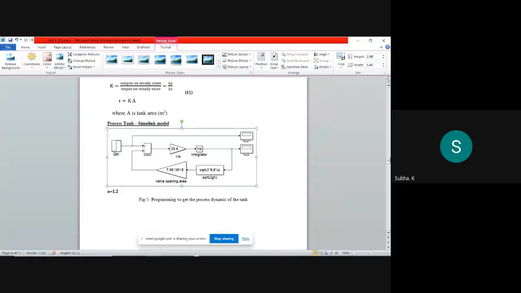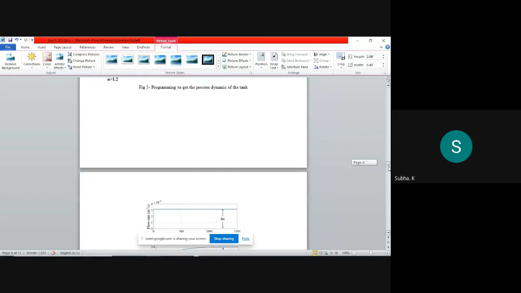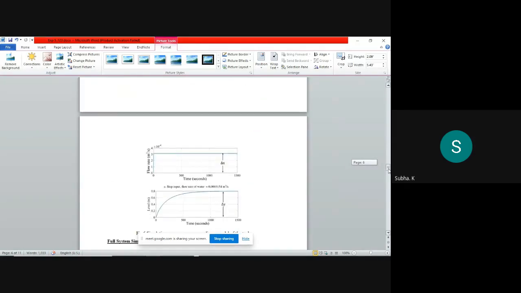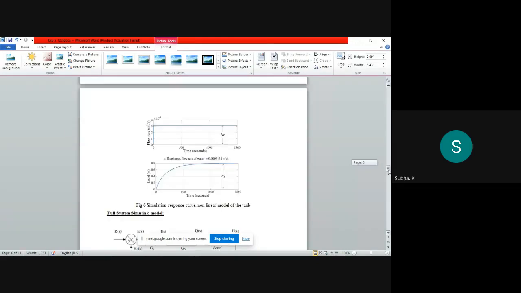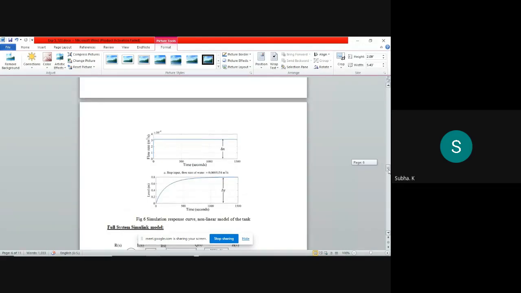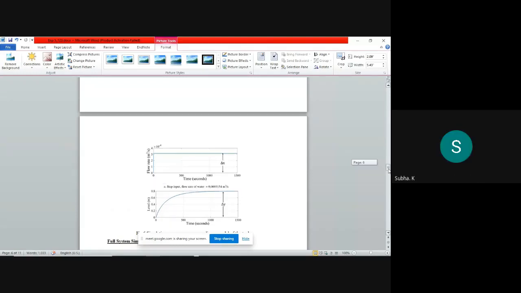Ma'am, this diagram is not coming like that, the output is not coming. You have tried? Yes, ma'am. But madam told that she got the output answer. Will you be able to present? Ma'am, I'll check. Okay, ma'am, I'm presenting.